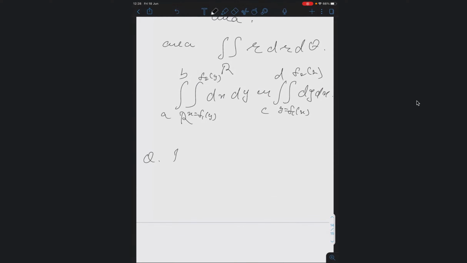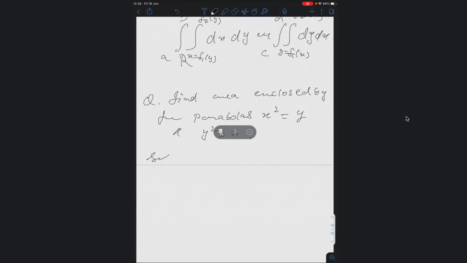Okay. Suppose for example, you have a question: find the area enclosed by the parabolas. It's already given, the parabolas: x square is equal to y and y square is equal to x. So what you need to calculate is the required area, that is, okay, let me write it like this.